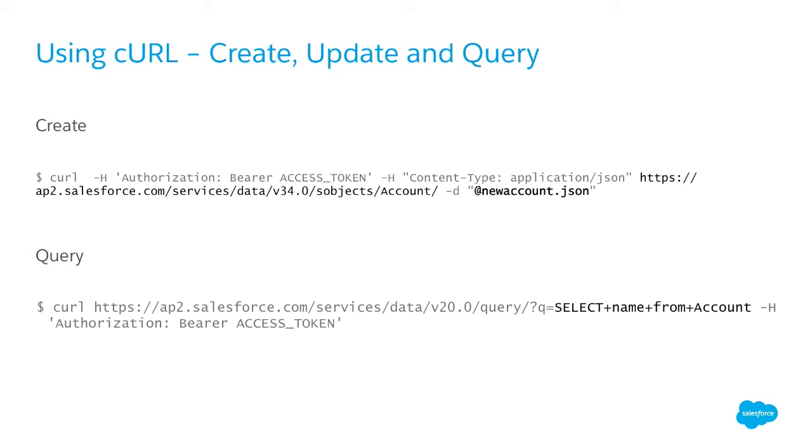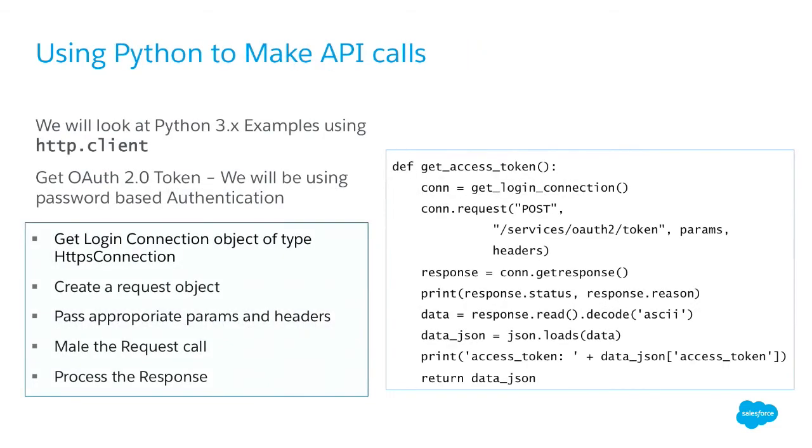I'll not spend too much time on curl. Now let me switch to a more interesting part, which is the APIs. The first API we are going to look at is Python. The sample which I have written is based on Python 3.x, right? Python has 2.7 or 3.3 or 3.4. Now what are we doing here? First thing we need to do is get the access token, right? So we are using the standard HTTP client API.